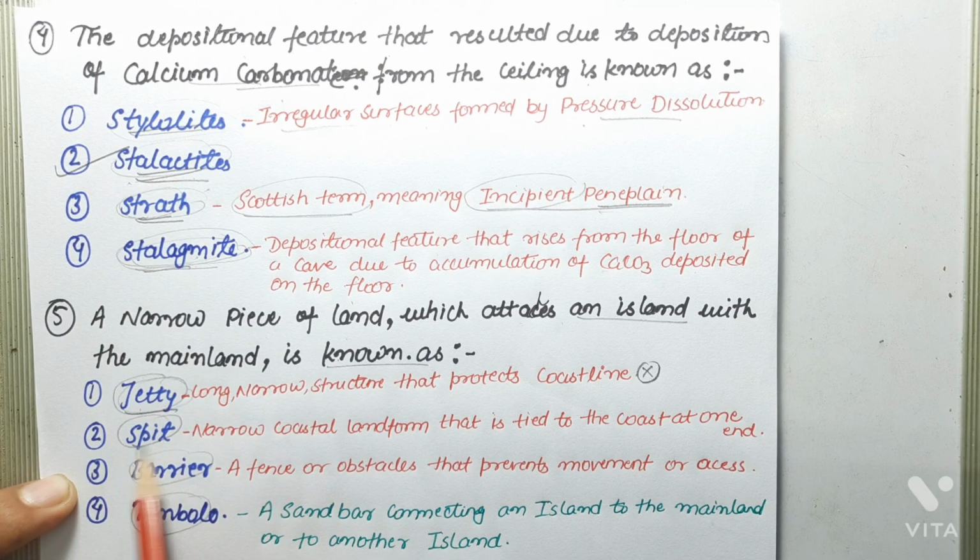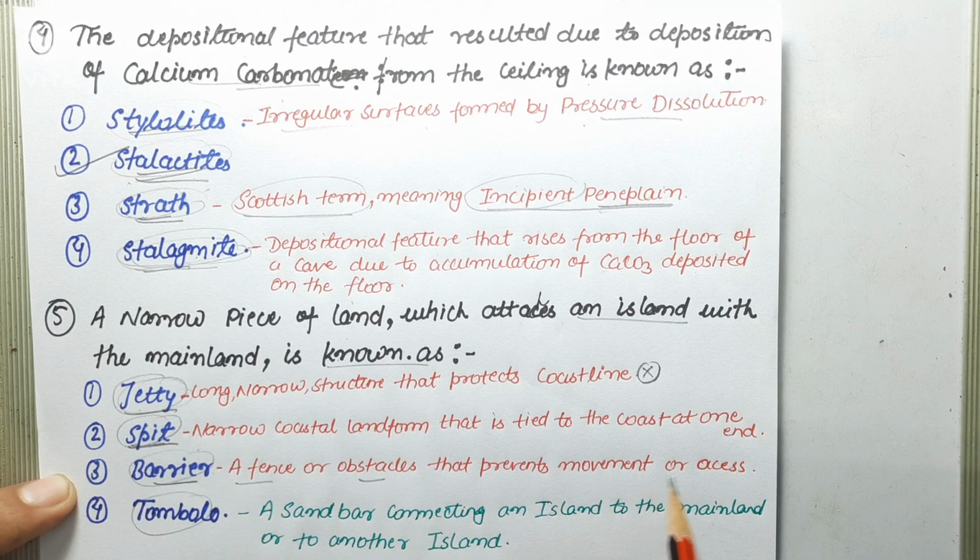Then next is spit. A spit is a narrow coastal landform that is tied to the coast at one end. Basically, spits frequently form where the coast abruptly changes direction and often occur across the mouth of estuaries. So this is also not the land that attaches an island with the mainland. Next is barrier. A barrier is just a fence or obstacle that prevents movement or access in ocean water. It may be a barrier bar, a barrier island, or a barrier reef.